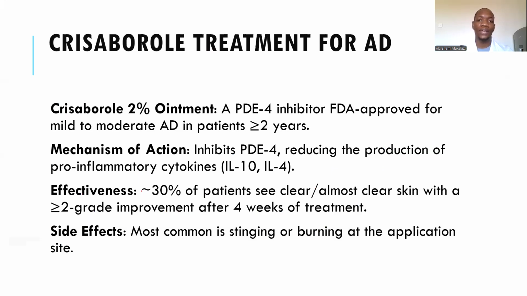Then we can also use other things like the crisaborole 2% ointment. This is a phosphodiesterase inhibitor. And in this case, that's been approved if someone has mild to moderate atopy in terms of treatment. The patient must be more than 2 years old. That's when you can use it. So it will inhibit that enzyme phosphodiesterase, and that will reduce the production of pro-inflammatory cytokines, especially the interleukin-4 that we've seen playing a big role in atopy.